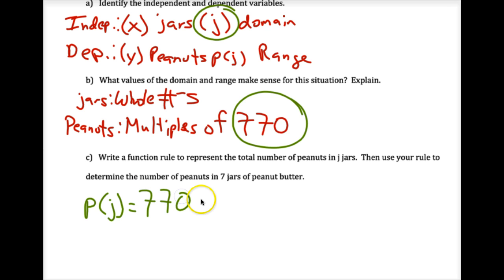Don't we just take the number of jars and multiply by 770? Here's my question, you guys. How many peanuts are in 7 jars? You find P of what number? P of 7. You would go 770 times 7. You take your 7 jars and plug it in for J.